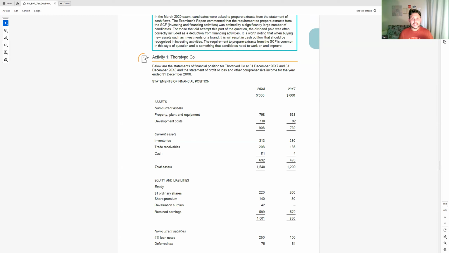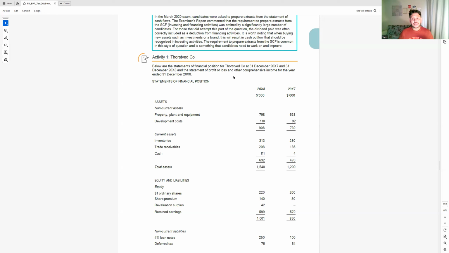Activity one, TICO. Below are the statements of financial position for TICO at 31st of December 2017 and 31st of December 2018. So we have 2 years. Remember that the cash flow statement always has to be based on 2 comparative years, because that's how we see how much cash came in and went out by comparing the last 2 years.